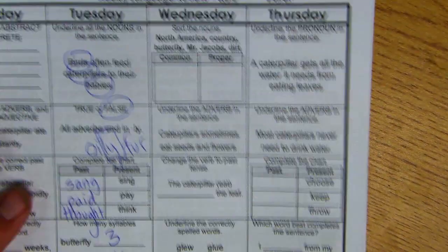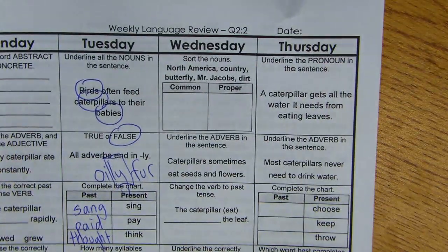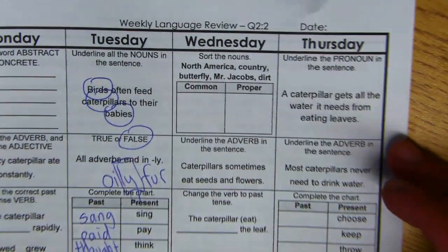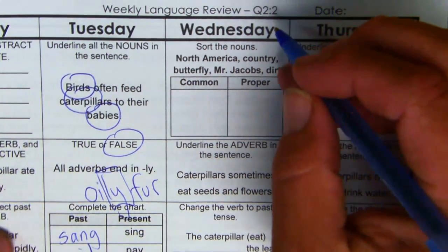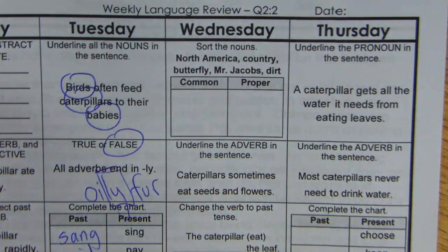All right, here we're looking at language Q22, Wednesday. Sort the nouns. Common. A common noun is kind of like candy, right? It just names a general group. Whereas a proper noun is a specific name brand of a candy, like Snickers.